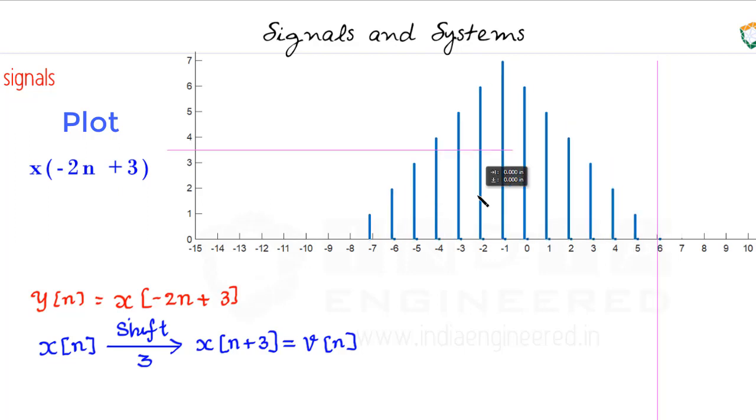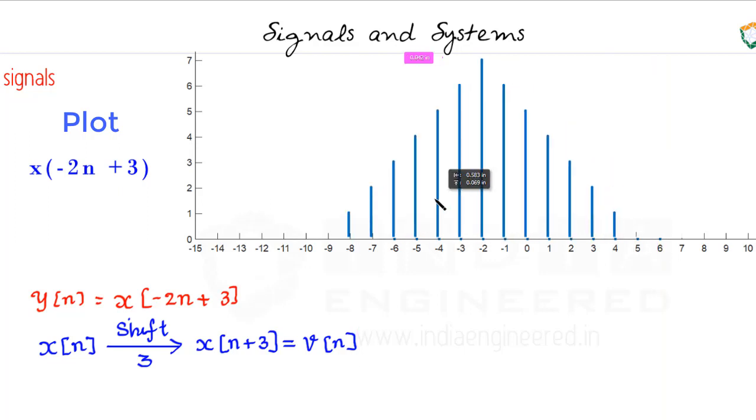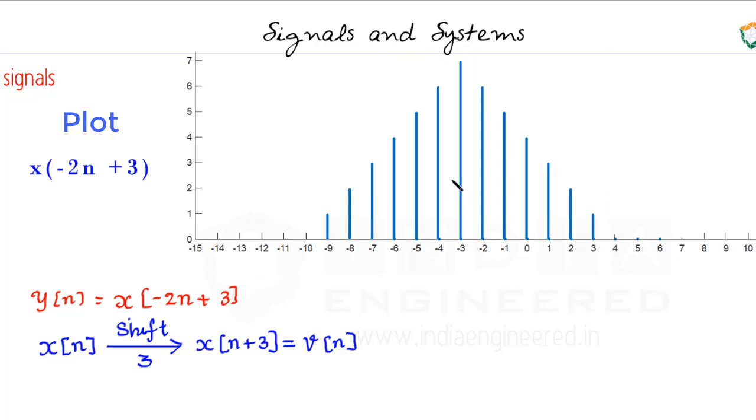Let's do that. So this is our x of n plus 3. Now what we will do is we will scale the signal. So what we have got here is our v of n. So we will scale by 2. Now x of 2n, if you remember, we will take every second sample and we will compress the signal.